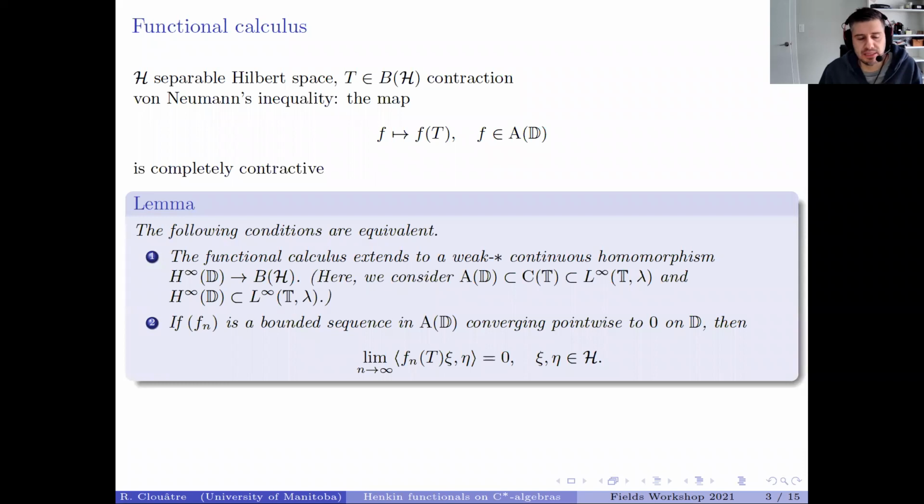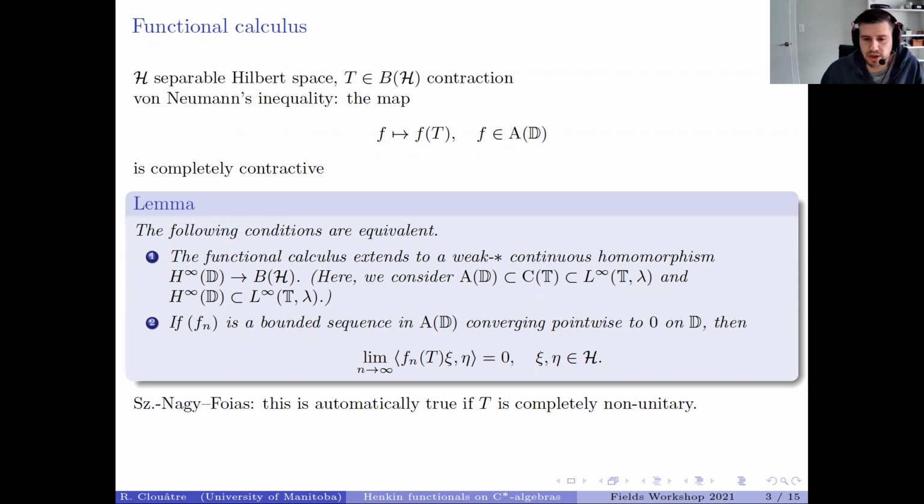Okay, so that's kind of a reformulation of the property that I'm really after here. And now let's see what we can do with this. So first thing I want to point out here is that there's a classical theorem of Nagy and Foias that says that these properties are in fact automatic if you start with a contraction which is completely non-unitary. Okay, which means that there is no unitary summand inside of T, if you want.